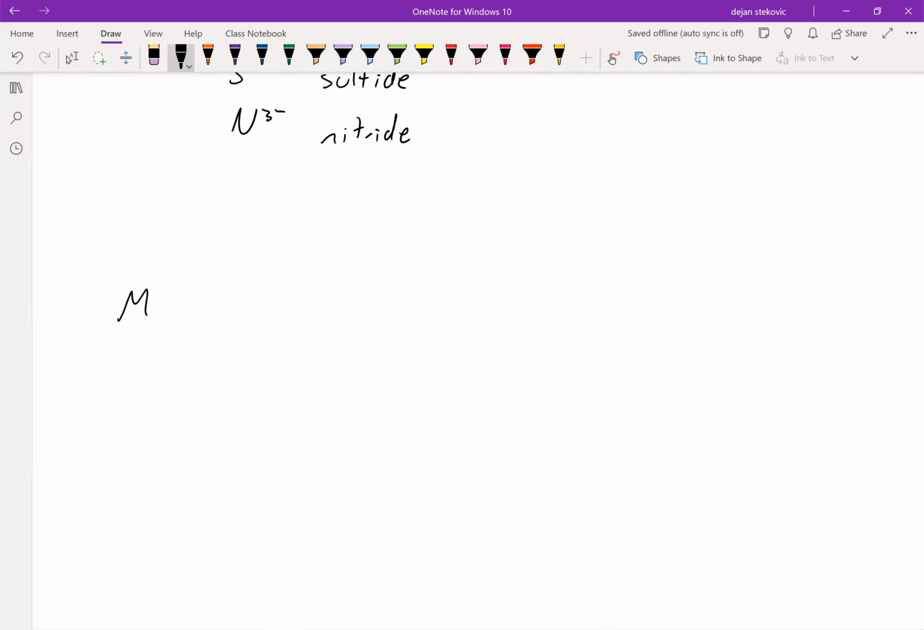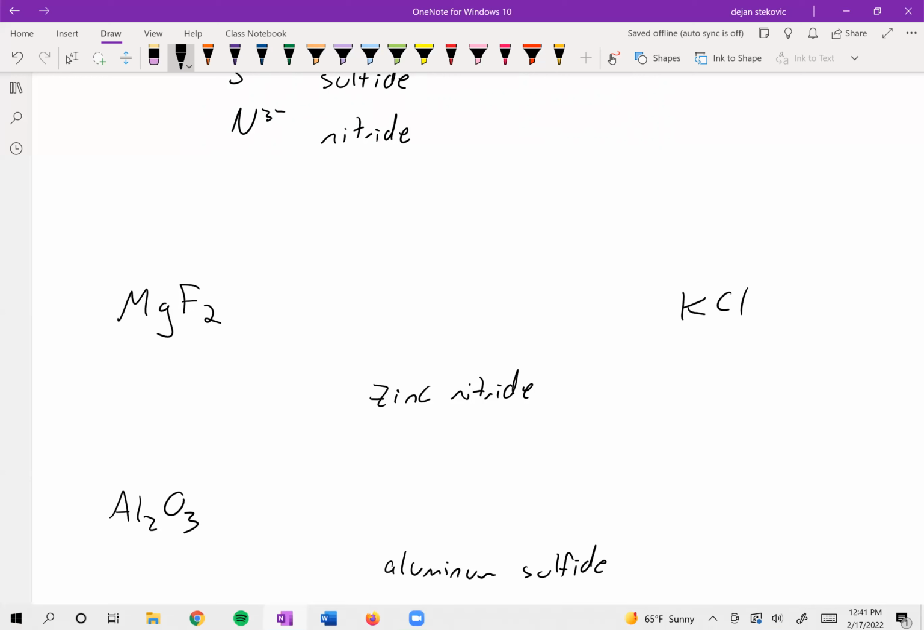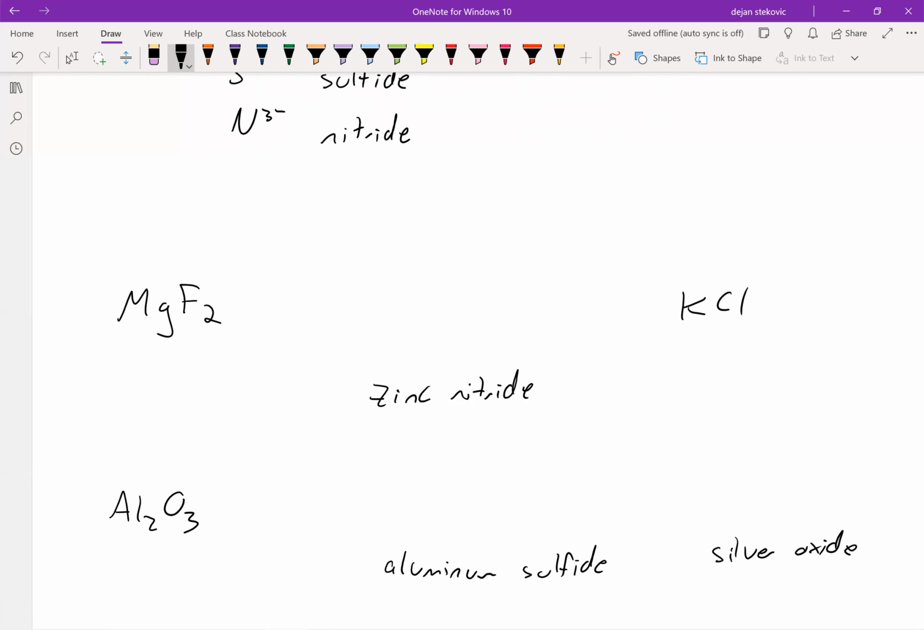So let's go ahead and take a look at a few compounds and try to figure out their name, or give them the name to figure out the structure. So we have MgF2, zinc nitride, KCl, Al2O3, and then aluminum sulfide, and then silver oxide. Cool. So we have our metal, so we're just going to write that name, magnesium. And then we have our nonmetal, and then we switch the ending to "ide." So that would be fluoride.